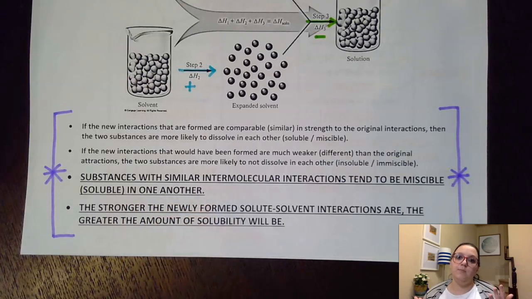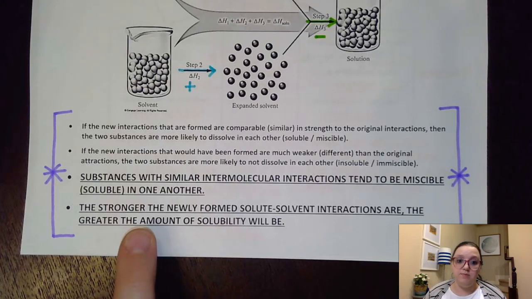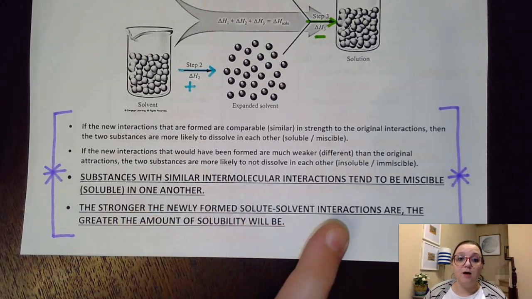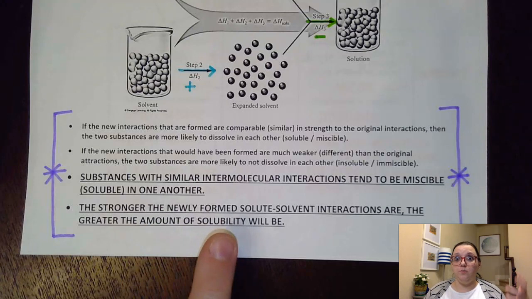You want to make sure you commit that to memory. If we have substances that have very different intermolecular interactions, where the new one would be a lot weaker than what I've started, then they're likely not soluble in each other. Now, one other statement here: the stronger the newly formed solute-solvent interactions are, the greater the amount of solubility will be.